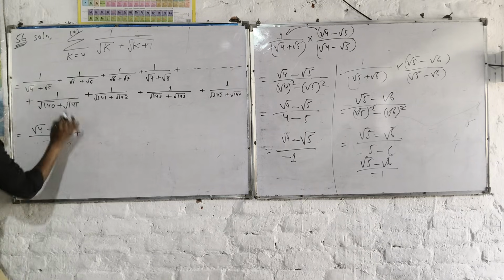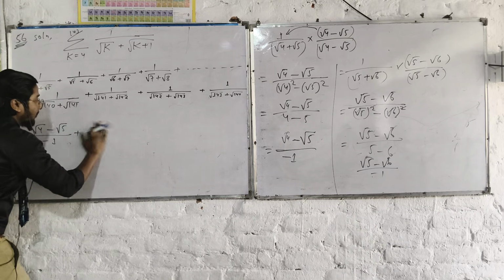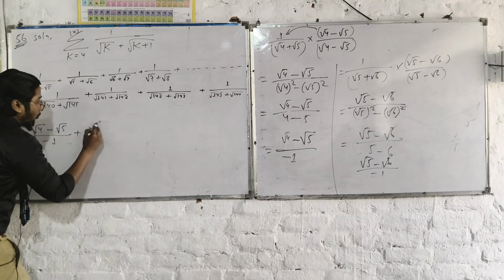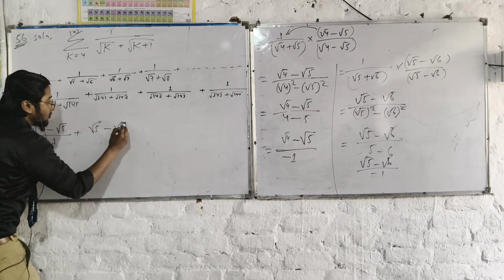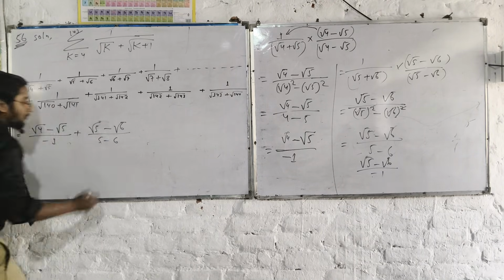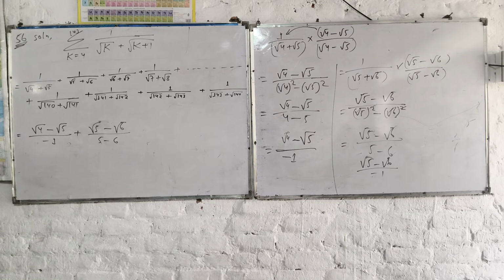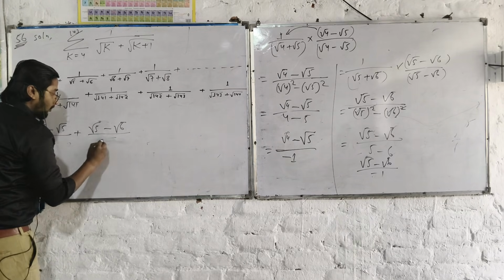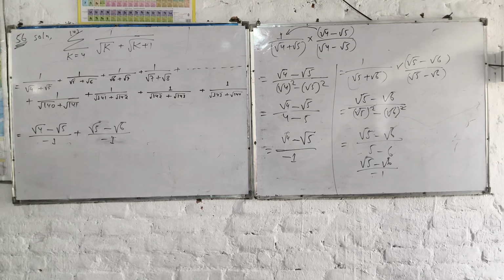Okay, plus now put your eyes here. Root 5 minus root 6 by 5 minus 6. Minus one, correct? We can just write here. We can write this. Any problem? No problem. Okay, let's go.